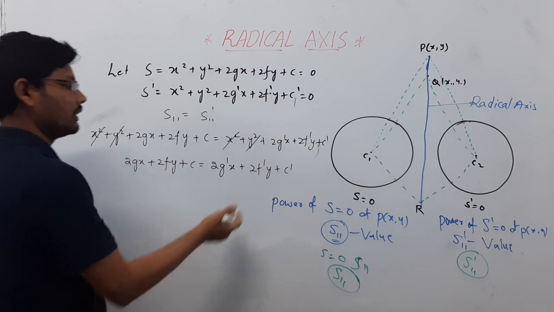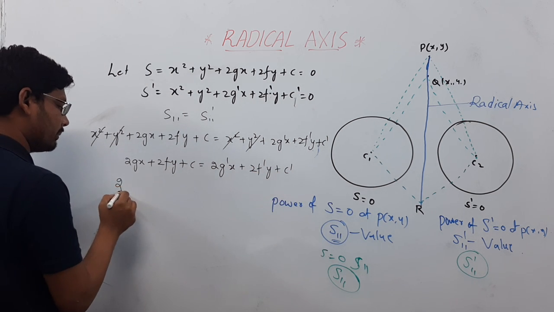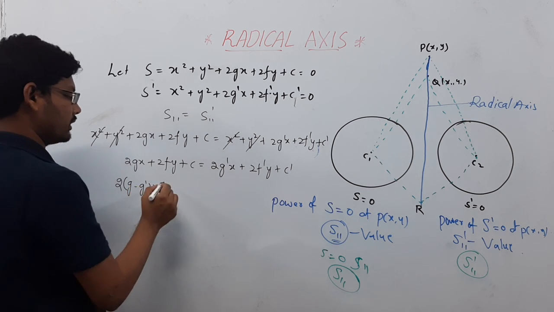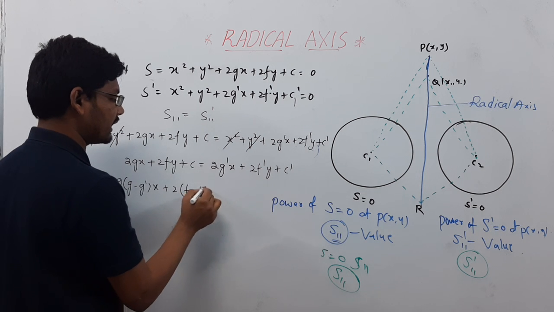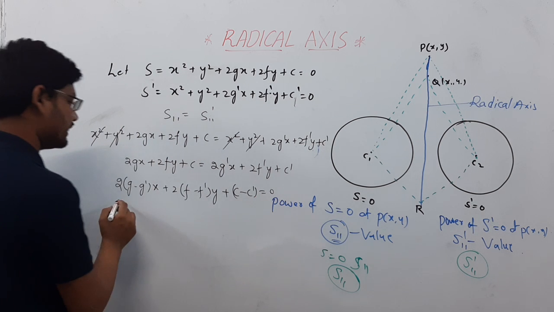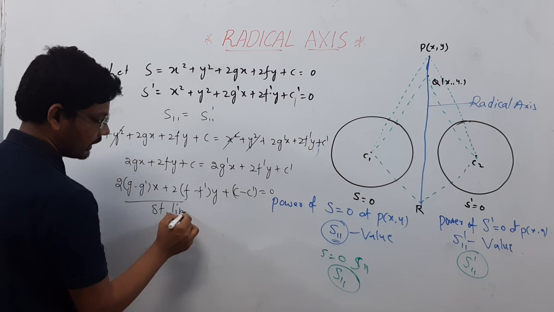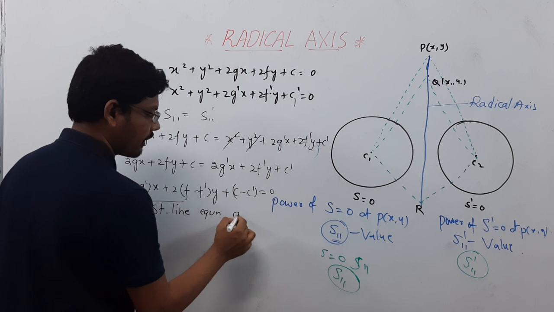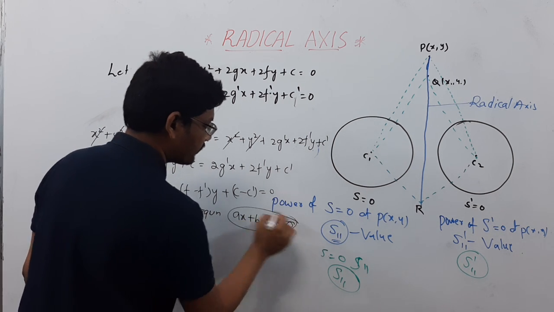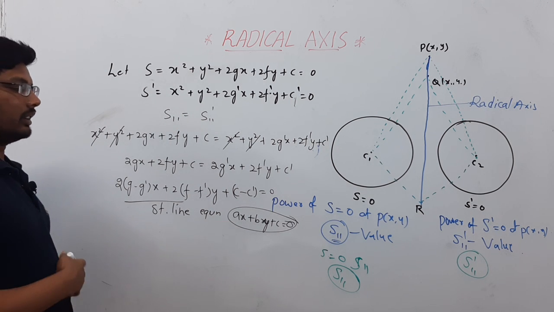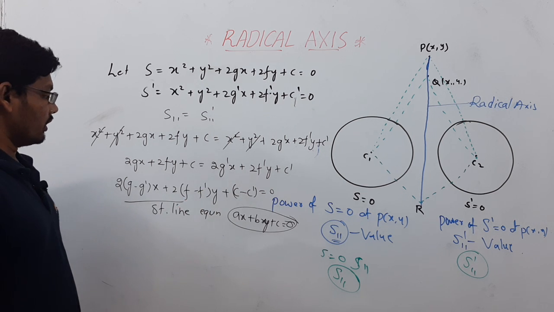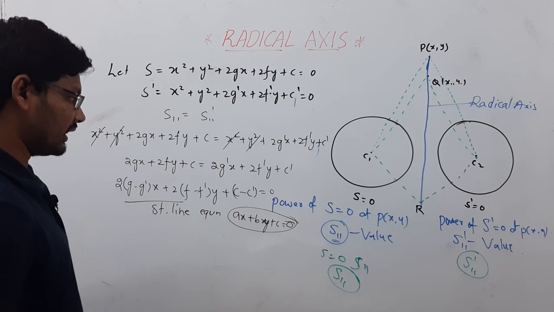Let's bring all the terms to the left hand side. Then it becomes 2 of (g minus g dash) into x plus 2 of (f minus f dash) into y plus (c minus c dash) is equal to 0. This is a straight line equation, that is nothing but in the form of ax plus by plus c. Here this is a straight line equation.